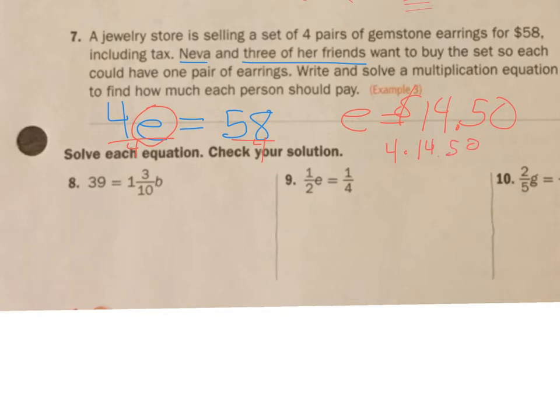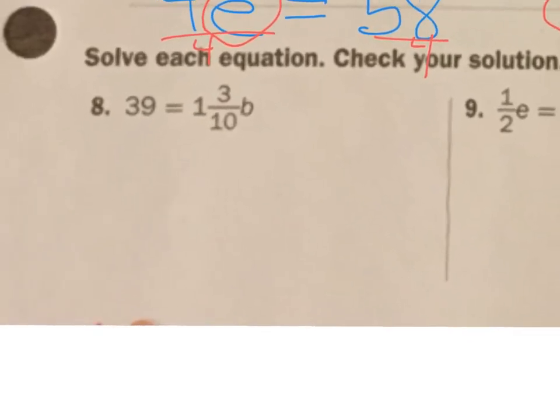Now, if I do 4 times $14.50, I should get $58, which I do, and that is the cost of the set. So when it says write and solve a multiplication equation to find out how much each person should pay, they should each pay $14.50. Okay, 3 more to go.